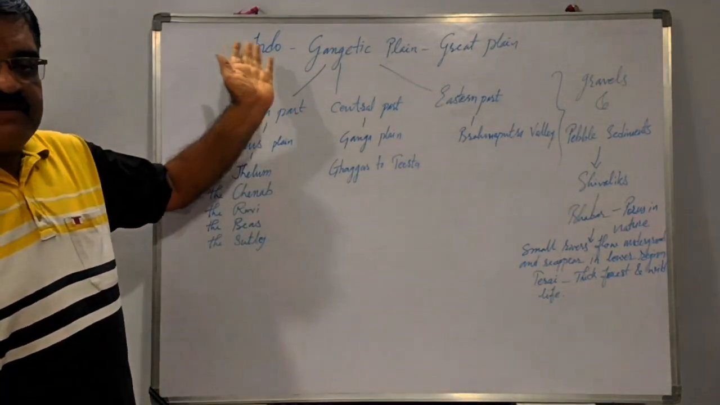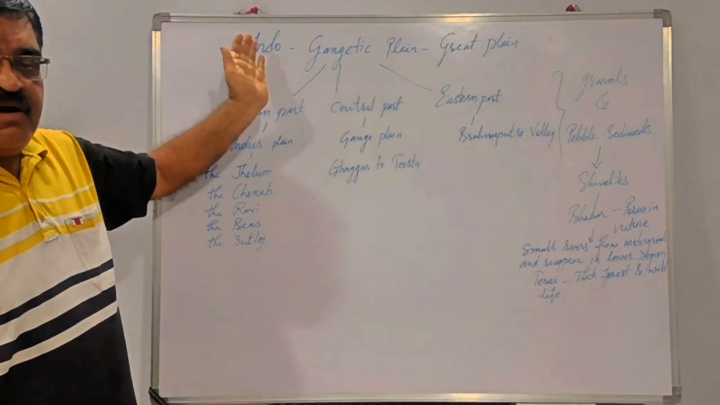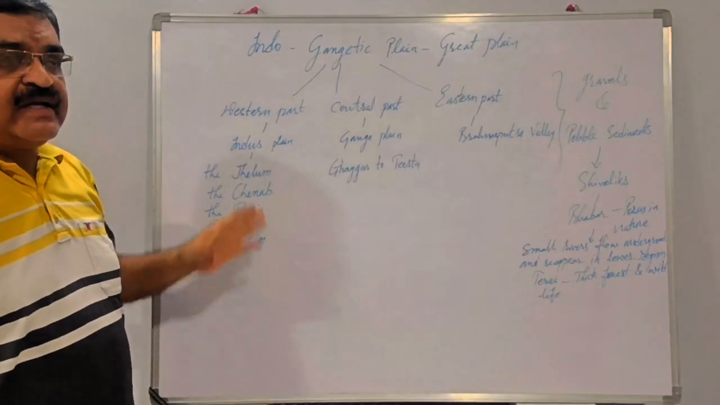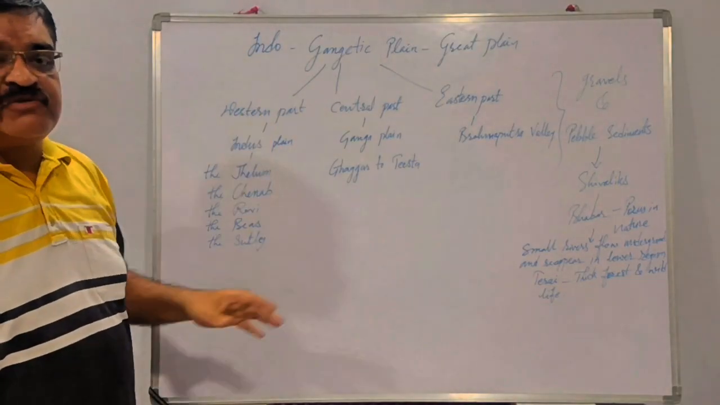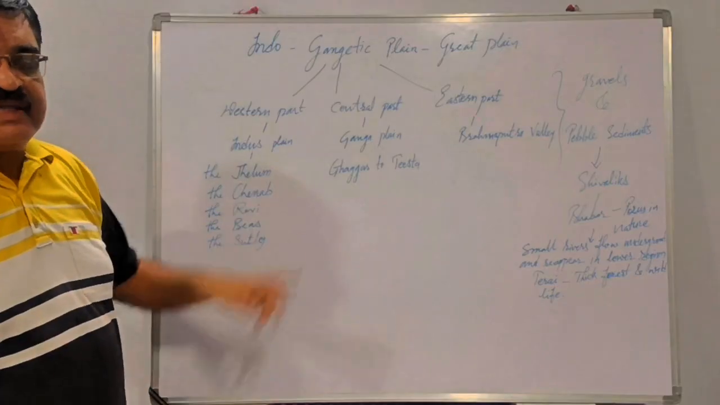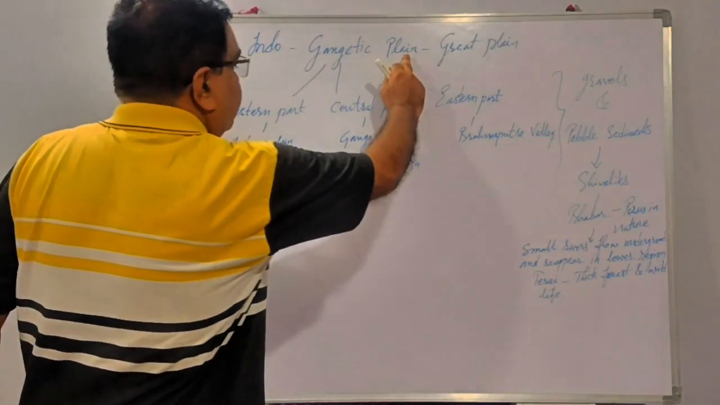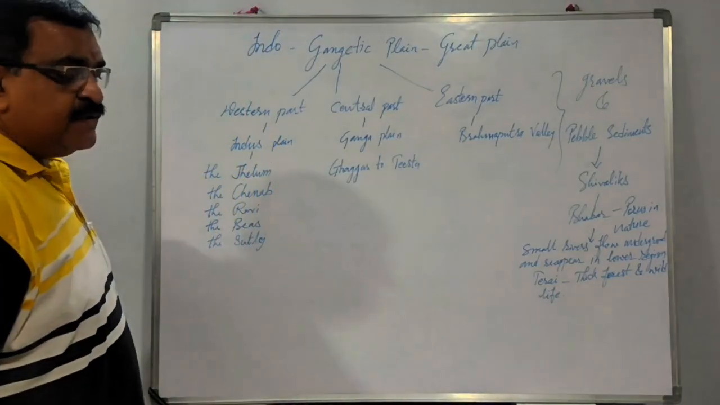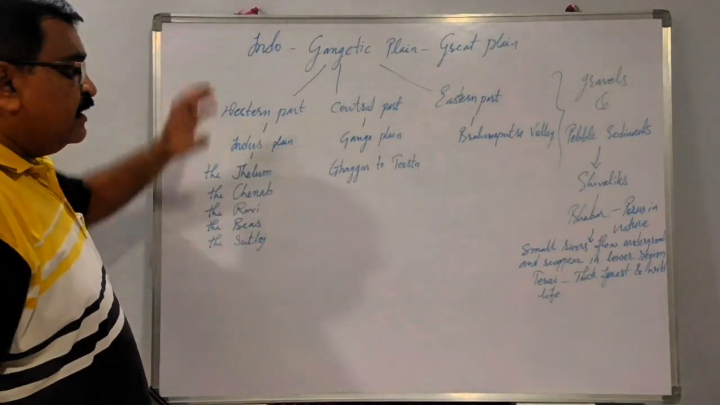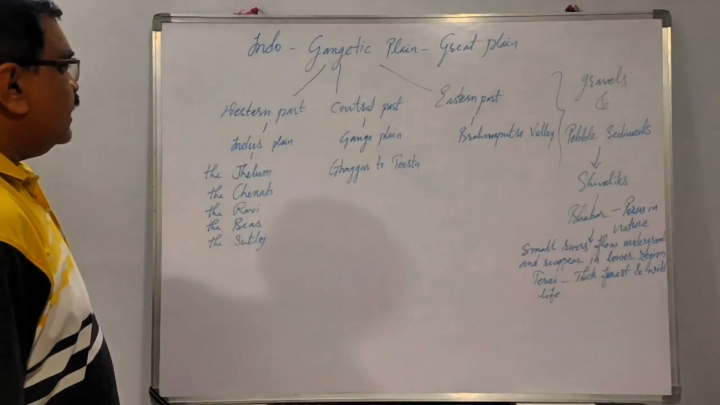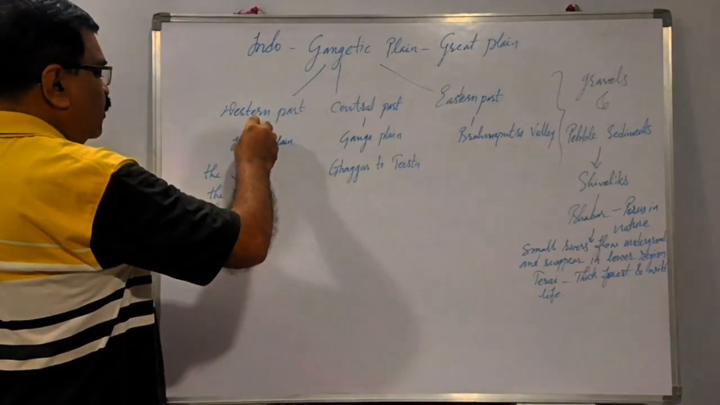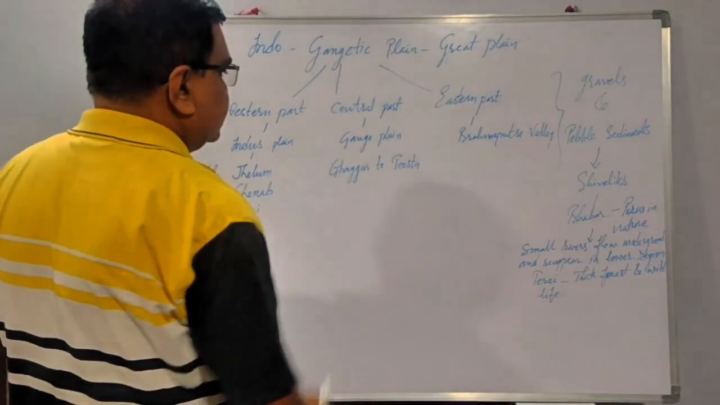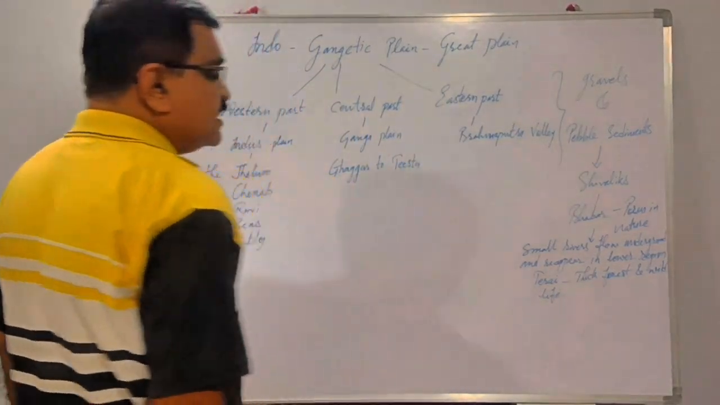When these rivers, the Indus and the Ganges, get flooded, along with their flow they carry a lot of fertile particles of soil, which is called alluvium, and deposit it in this plain. That's why the Indo-Gangetic Plain is also known as the Great Plain, because it is highly fertile land in the north part of India. The Indo-Gangetic Plain is divided into three parts: first the western part, second the central part, and third the eastern part.